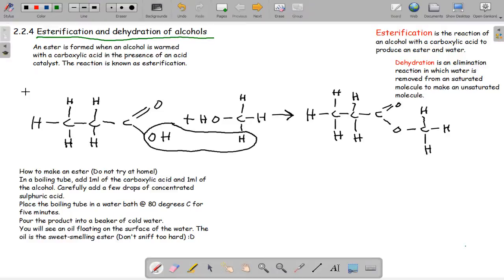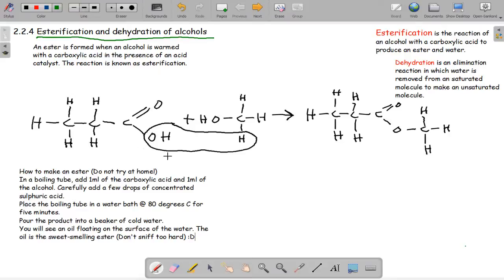So, an ester is formed when an alcohol is warmed with a carboxylic acid in the presence of H+ ions, and it's called esterification. Concentrated sulfuric acid is usually used to catalyze the reaction. Esterification is the reaction of an alcohol with a carboxylic acid to produce an ester and water.